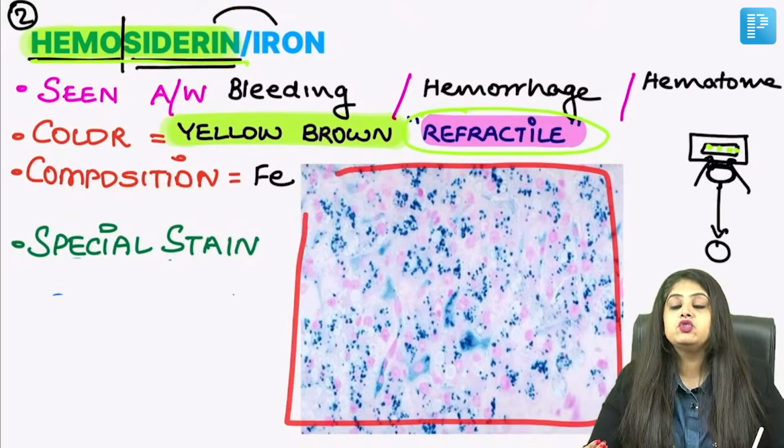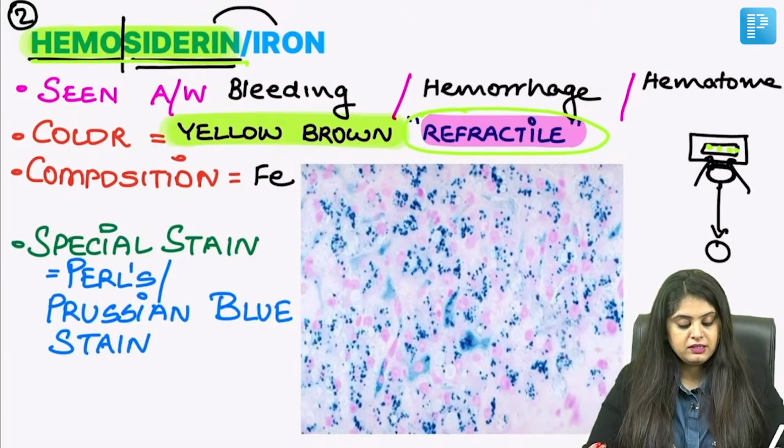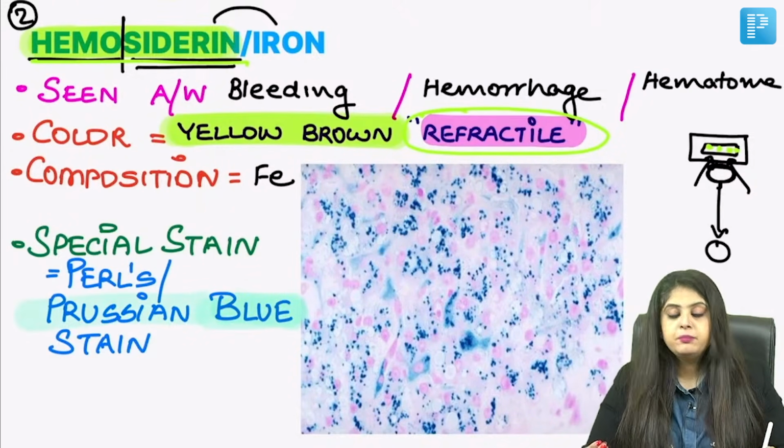Now comes this picture. Over here, iron has become blue in color. So there must be some blue color stain called the Prussian blue stain. What is the stain for iron? It is a Prussian blue stain, which is also known as the pearl stain.